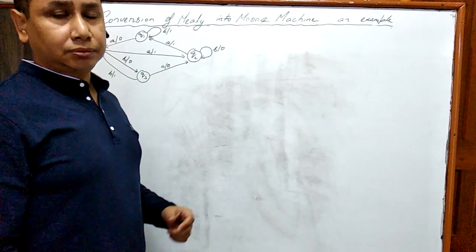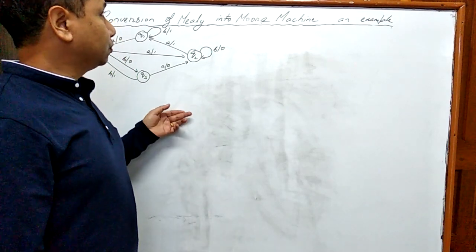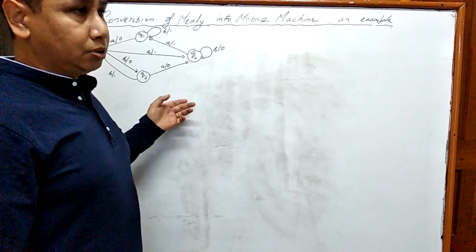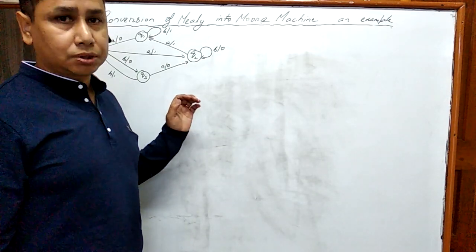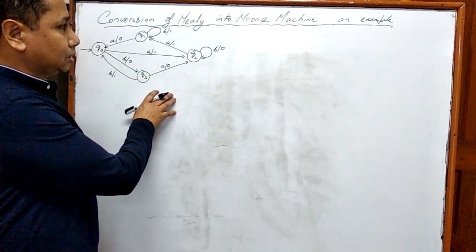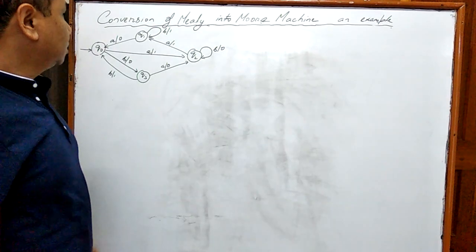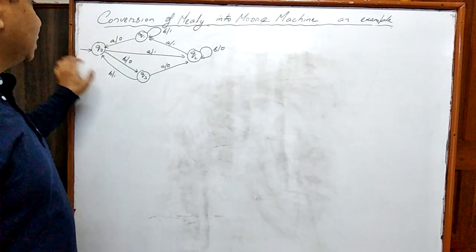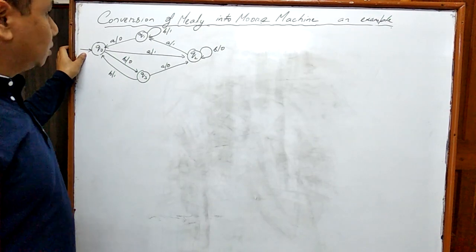Hello everyone. This is a tutorial on how to convert a Mealy machine into a Moore machine. Now I'll be showing you with an example how we proceed with it. So here I have a diagram which is a Mealy machine which has four states: Q0, Q1, Q2, Q3, and Q0 is the initial state.